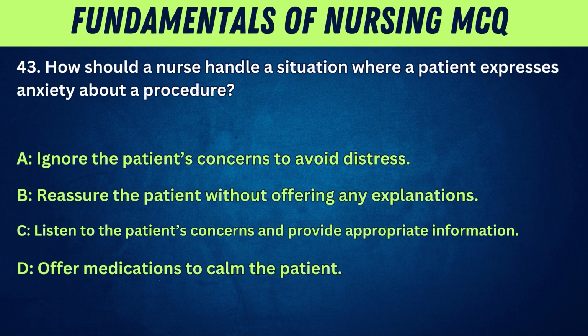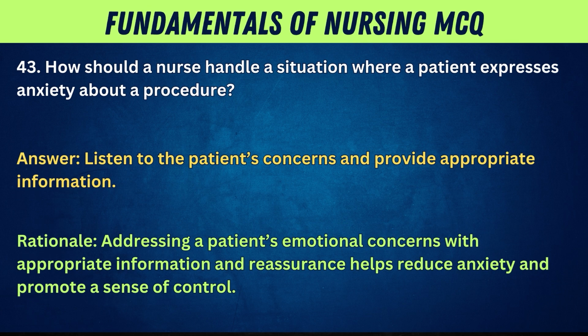43. How should a nurse handle a situation where a patient expresses anxiety about a procedure? A. Ignore the patient's concerns to avoid distress. B. Reassure the patient without offering any explanations. C. Listen to the patient's concerns and provide appropriate information. D. Offer medications to calm the patient. Answer: Listen to the patient's concerns and provide appropriate information. Rationale: Addressing a patient's emotional concerns with appropriate information and reassurance helps reduce anxiety and promote a sense of control.